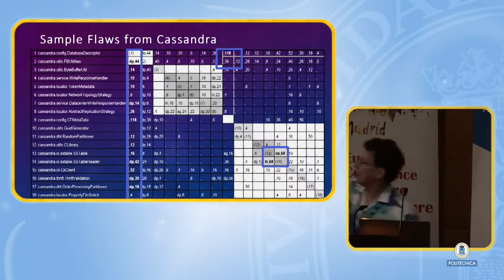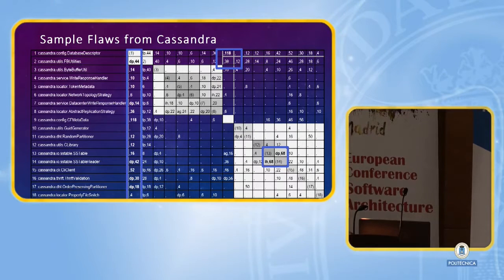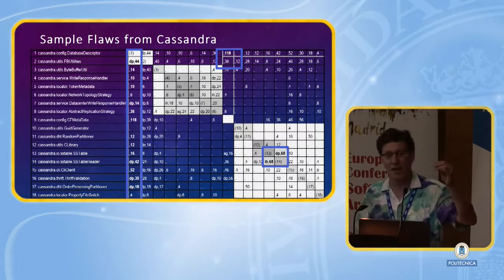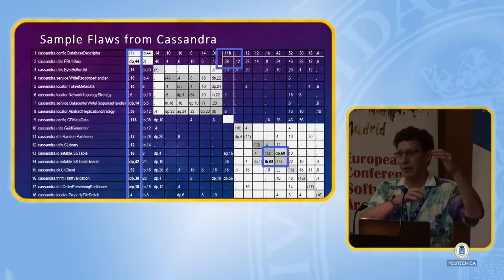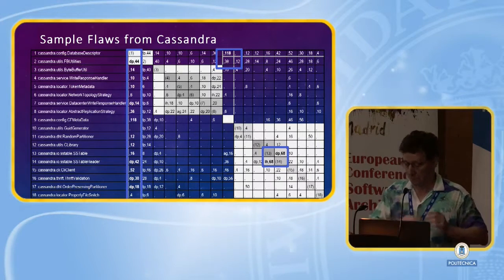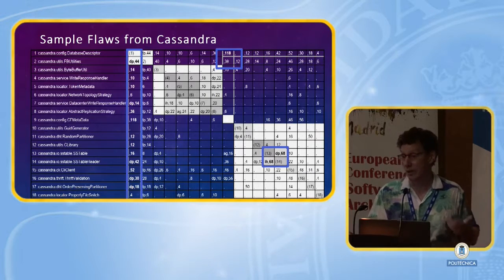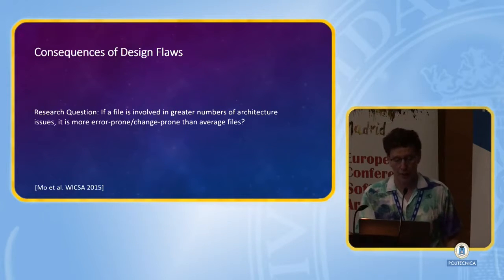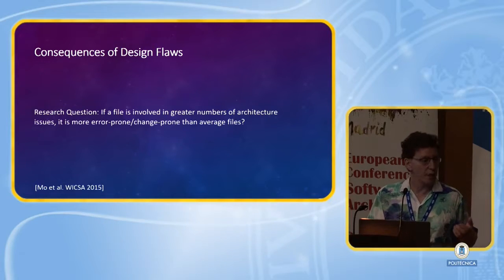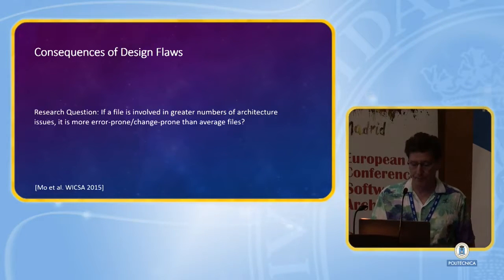And here's an example of improper inheritance. You have a child class inheriting from a parent class and the parent class depending on the child class. So all of these are violations of proper design theory. So a research question then is, what's the consequence of these flaws?